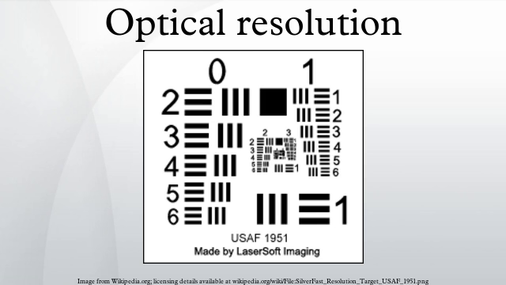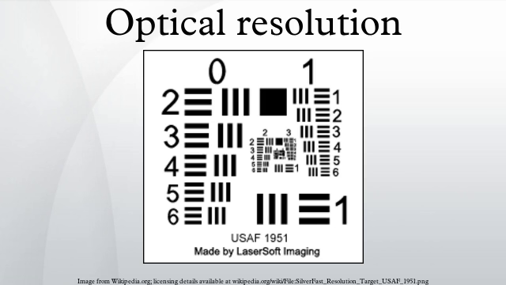USAF 1951 target: The USAF 1951 resolution test target consists of a pattern of 3-bar targets, often found covering a range of 0.25 to 228 cycles per millimeter. Each group consists of 6 elements. The group is designated by a group number, which is the power to which 2 should be raised to obtain the spatial frequency of the first element.